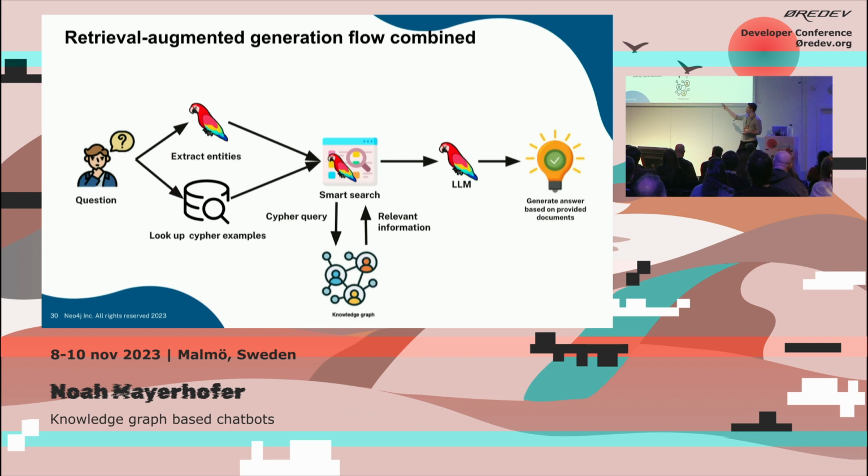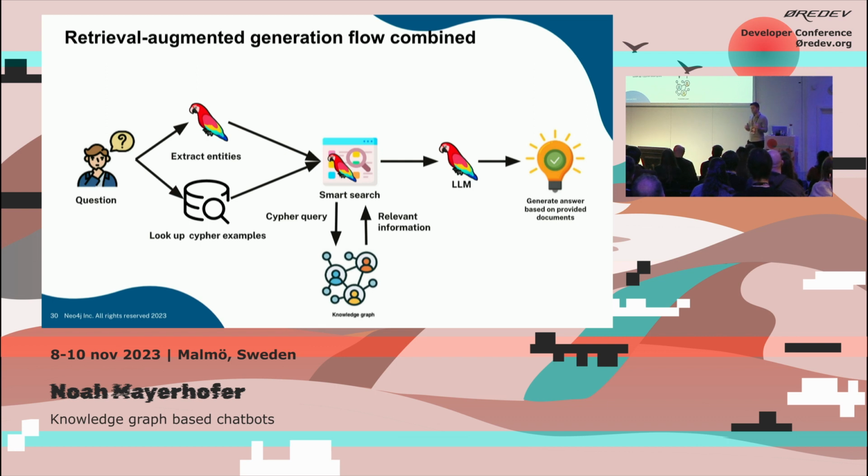We also have, at the bottom, another database called lookup Cypher examples. And what it does is it's a collection of questions and Cypher queries that answer those questions. So we do a vector similarity search between the question and a whole bunch of different Cypher queries that we know have answered previous questions. So we need to build this database from the ground up for our specific use case.